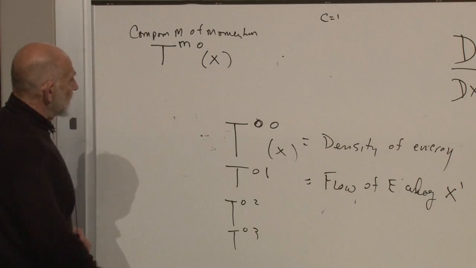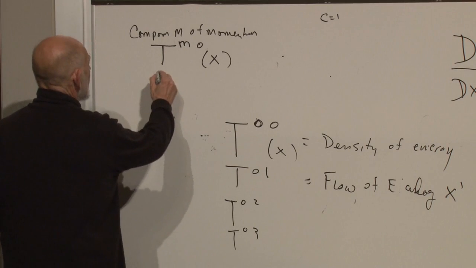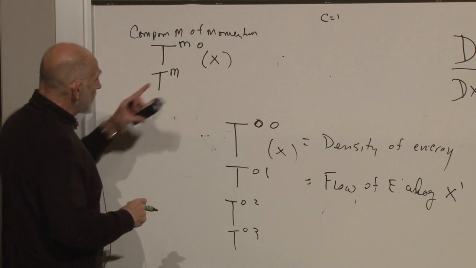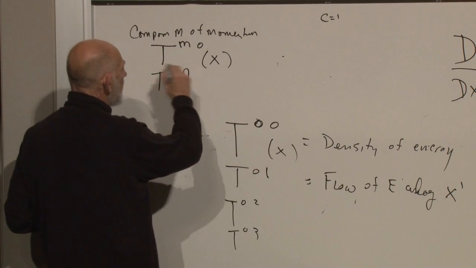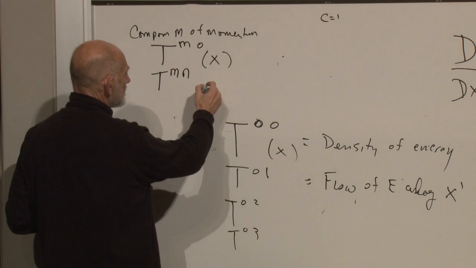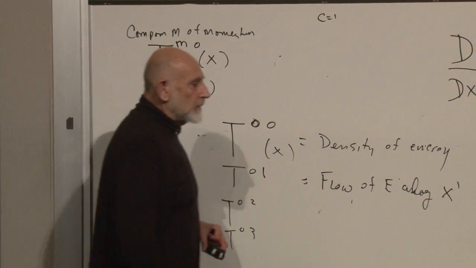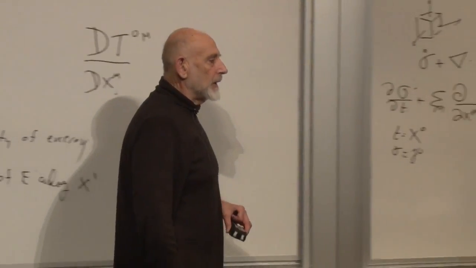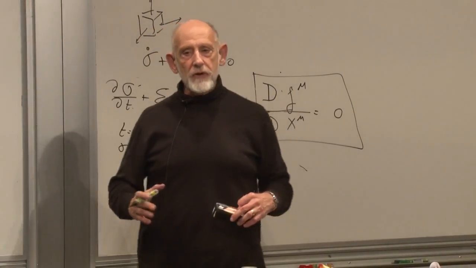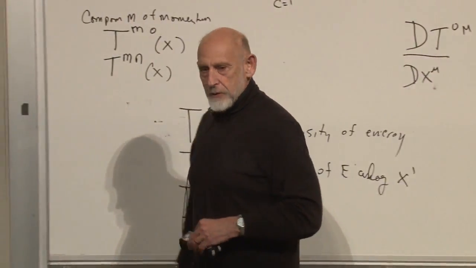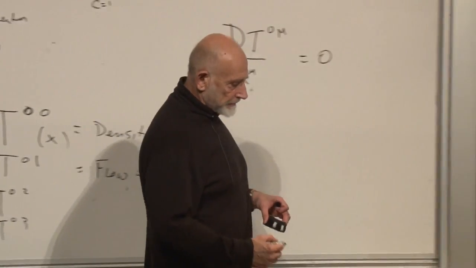And likewise, we can consider the flow of the mth component of momentum, flow along direction n of x. Momentum is a conserved quantity. It can flow. Each of its components can flow along some direction. Let me give you some examples.